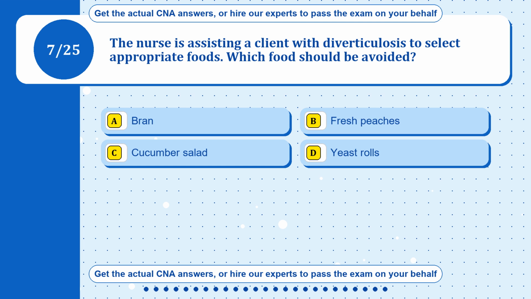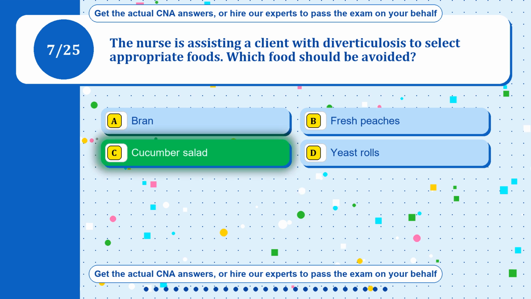Question 7. The nurse is assisting a client with diverticulosis to select appropriate foods. Which food should be avoided? Option A. Bran. Option B. Fresh peaches. Option C. Cucumber salad. Option D. Yeast rolls. The correct answer is option C. Cucumber salad.